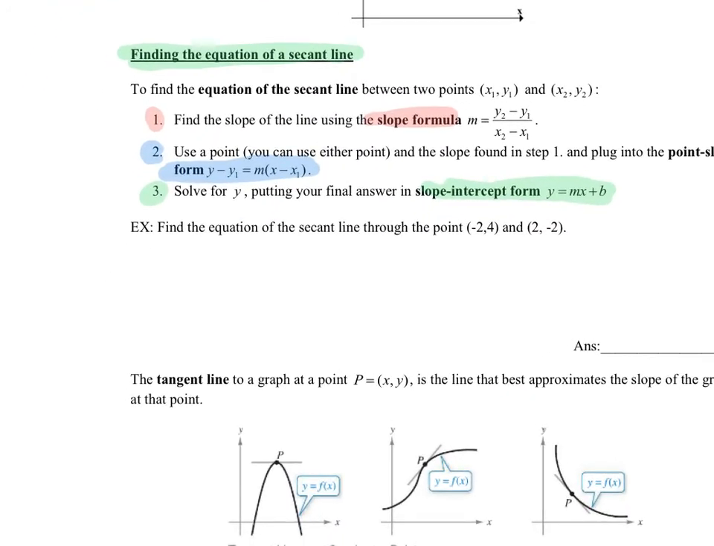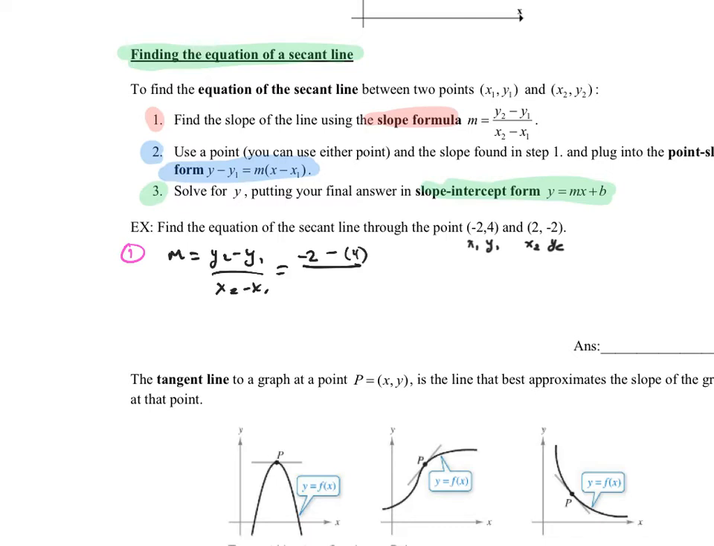I'll start off with step 1. Step 1 is to find the slope. If you look at it, this is (x1, y1), this is (x2, y2). Let's go ahead and write the formula. It's y2 minus y1 over x2 minus x1. So you can just plug them in. The second x value was negative 2, minus the first x value was 4.